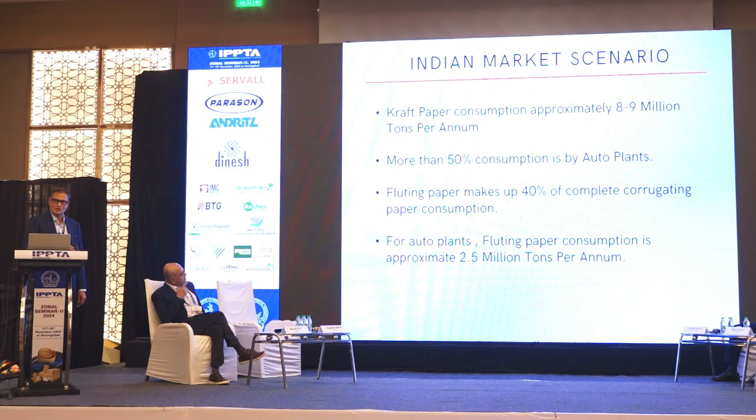When we talk about the Indian market scenario, kraft paper consumption, from what I read from different sources, varies a lot, but approximately I have kept 8 to 9 million tons per annum. More than 50% is being consumed by our plants. And fluting paper, what we consume in our boxes, almost makes up 40% of complete corrugating paper consumption. So for auto plants, fluting paper consumption is approximately 2.5 million tons per annum.